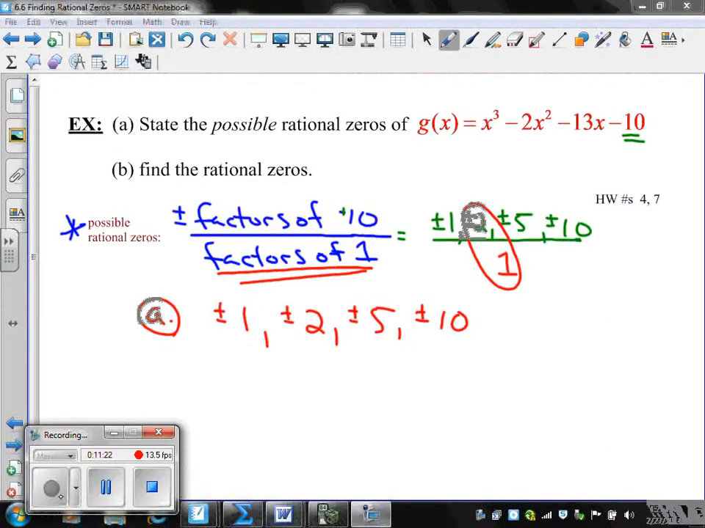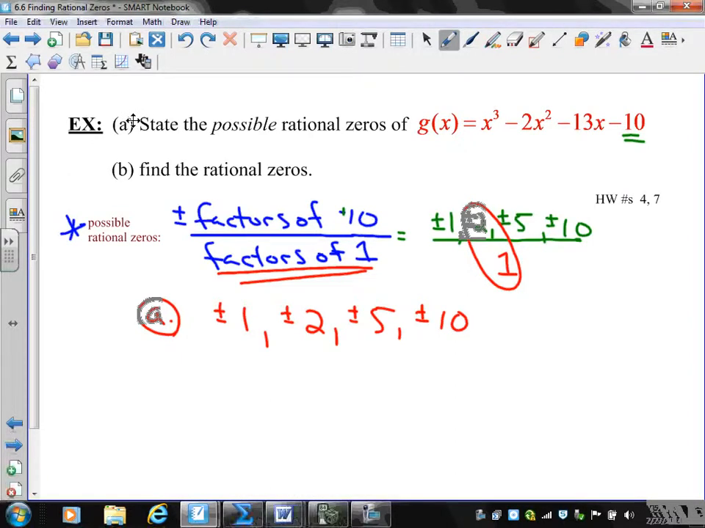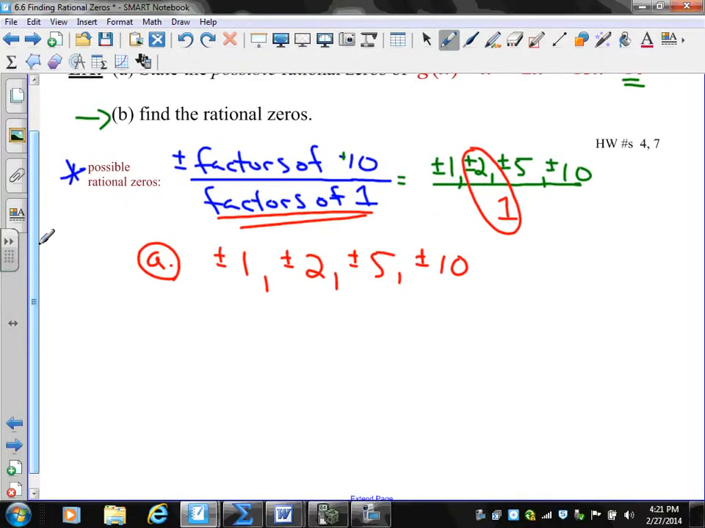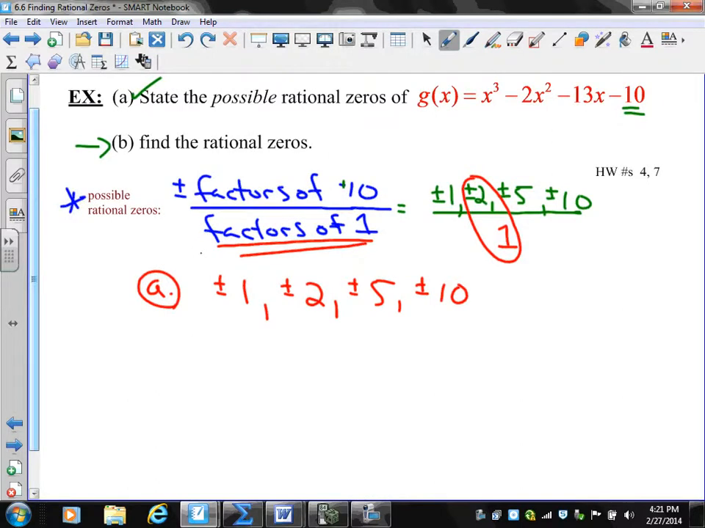Okay, now I want to find the actual rational zeros. Of these 8, which are actually zeros? So I'm going to do this one at a time. I'm going to always start with positive 1. That's often on our list of actual rational zeros. So I'm going to start with that. Essentially, I'm going to plug it into G and see if my output is 0. Now, I'm going to use synthetic substitution.